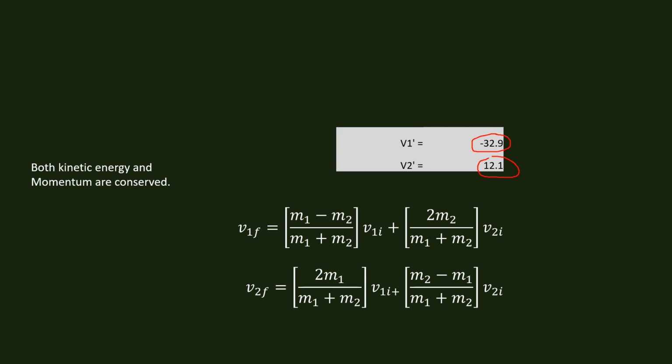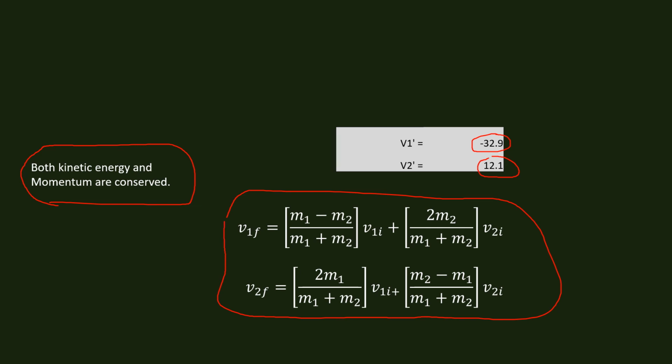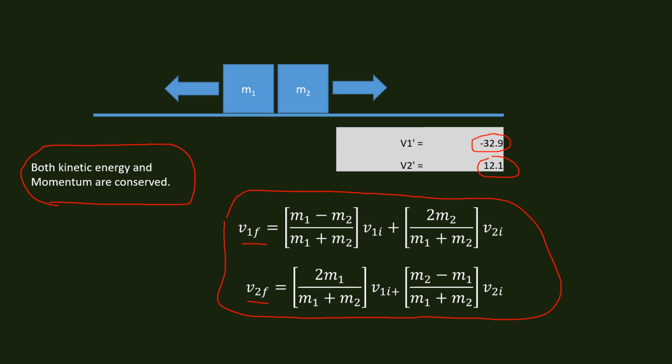Both kinetic energy and momentum are conserved in this collision. All we did was take these two equations and solve for the two different velocities. And here's a description of after. V1 prime was going to the left at negative 32.9 meters per second, and M2 was going to the right. We use positive 12.1 meters per second.